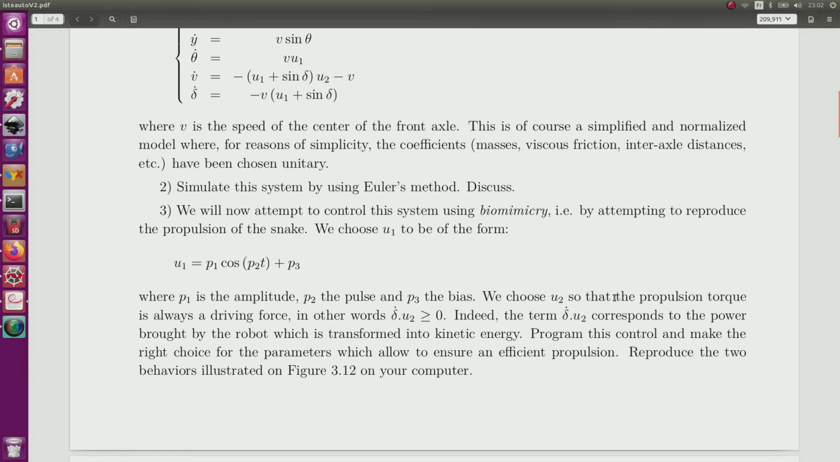So U2, we remember that U2 is for the propulsion, and it will give the speed of our system as soon as the product between delta dot and U2, which corresponds to the power that we give to the system, is positive. So of course we'll have to choose U2 so that this product is as big as possible if we want to go fast.